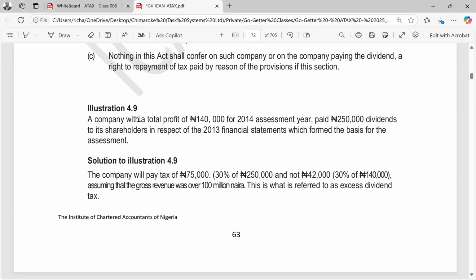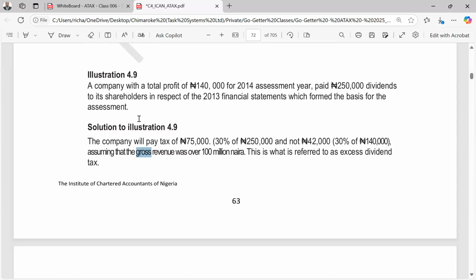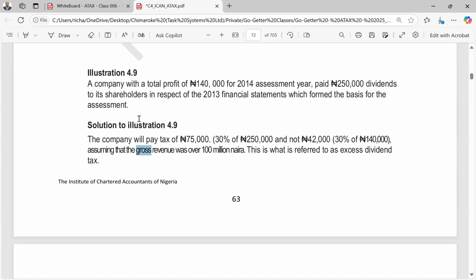Why? Because the 250,000 naira dividends received is bigger than the total profit. So this is what is referred to as excess dividend tax. Once you are paying dividends, it's also called excess dividend tax.